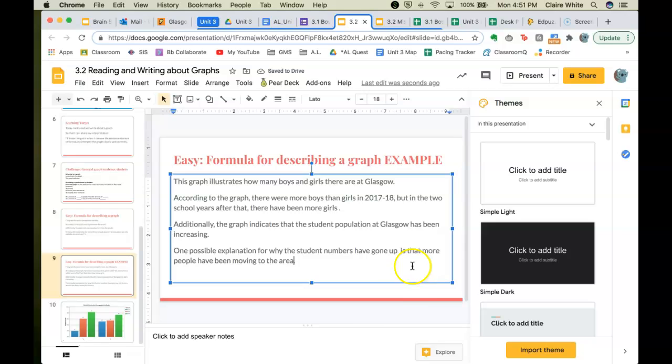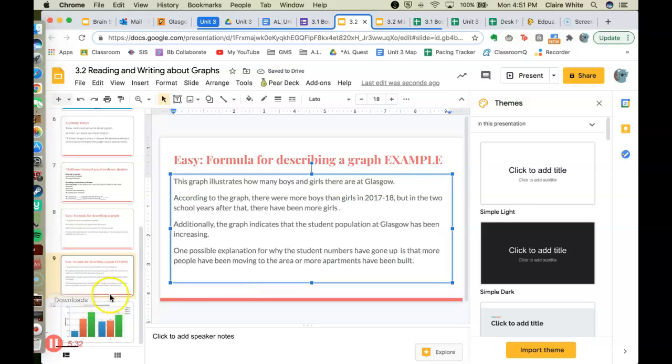Like if there are more people moving here, then the school is gonna get bigger. Or more apartments have been built. I noticed that around here. So that's a guess that I have, but I don't know for sure.